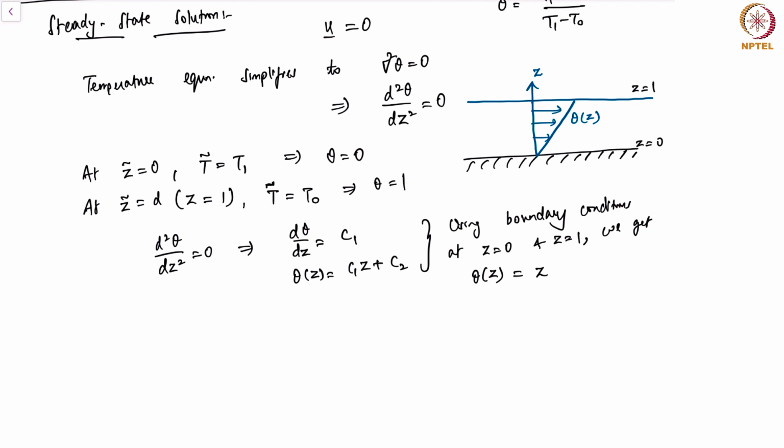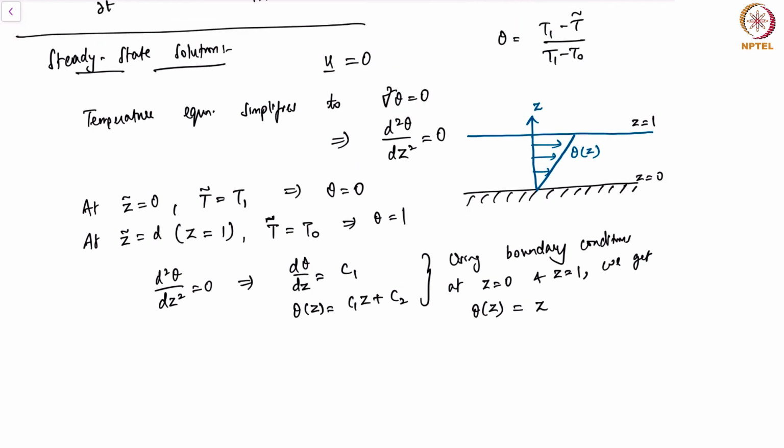Remember, theta is T tilde minus T1 over T1 minus T0. So theta will be 0 at the bottom. Don't look at this profile and think that the temperature is actually increasing as you go to the interface. On the contrary, the temperature is decreasing. If I were to plot the dimensional temperature, it would be something like this. At the bottom we would have T1, at the top you would have T0, and it would decrease linearly with distance.